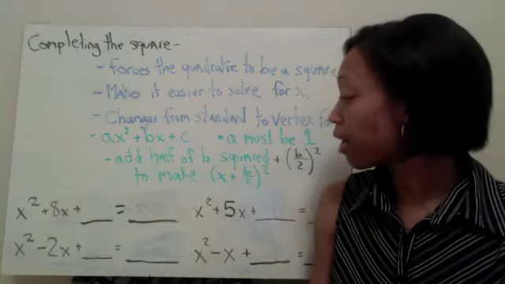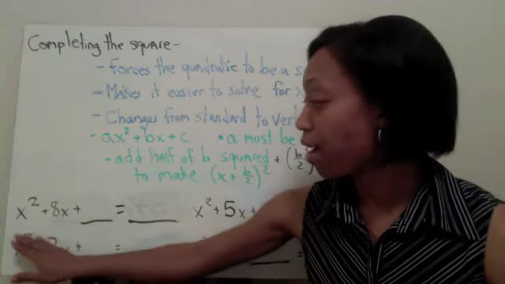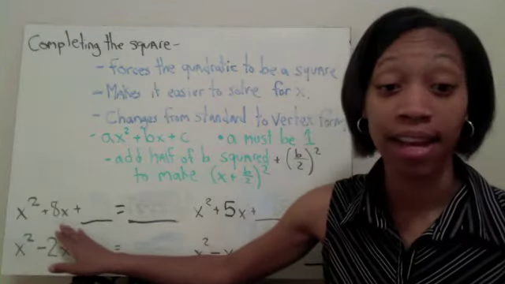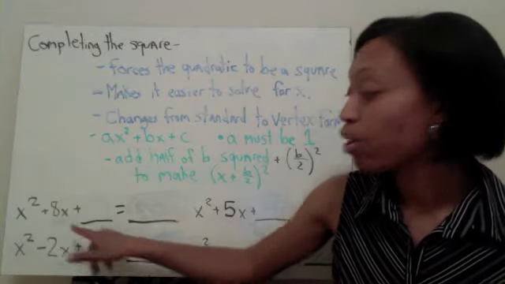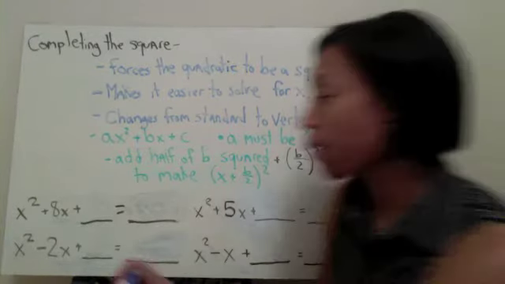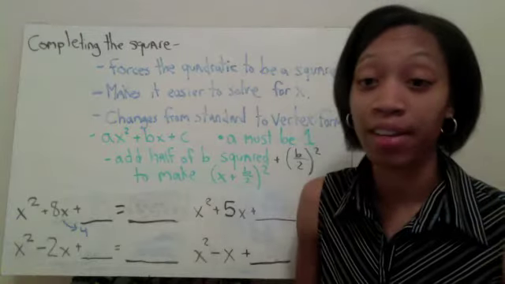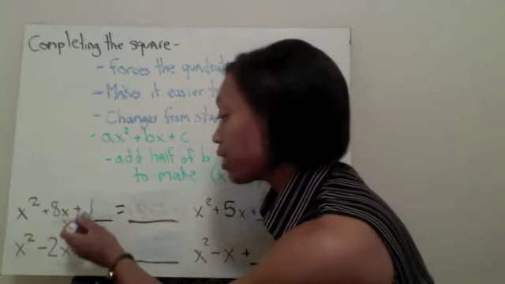So let's look at this. Here we have x squared plus 8x, plus what to make a perfect square? Well, half of 8 is 4, and 4 squared is 16. So you need to add 16.